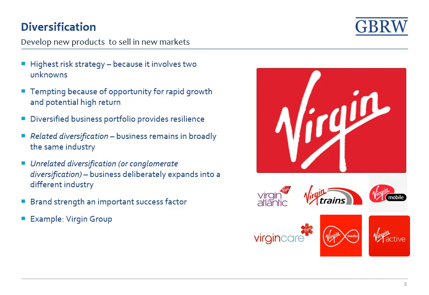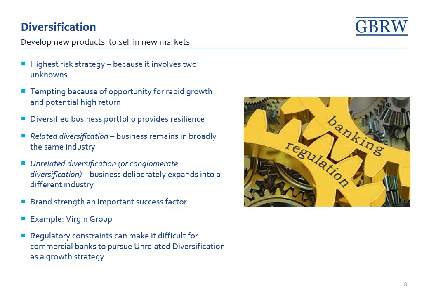I should say a word here about commercial banks and their ability to pursue a true diversification strategy. In most jurisdictions, regulators place constraints on the extent to which banks can invest in activities outside financial services. Therefore, for most banks, unrelated diversification is not a meaningful strategic option. Commercial banks are more likely to focus their attention on the first 3 strategies we have covered in Ansoff's Matrix: market penetration, product development, and market development.